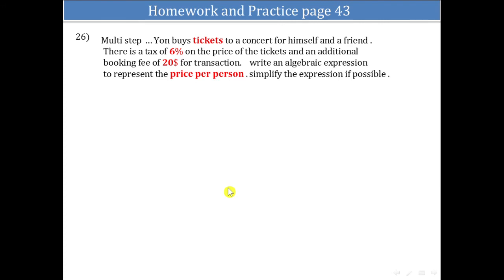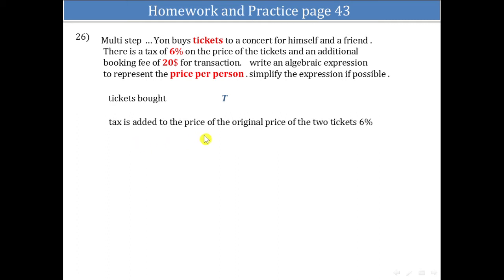Now 26 is a multi-step problem on page 43, number 26. I shall speak about this also in steps, but let us identify the actors. It is tickets, 6%, $20, price per person. He wants the price per person. Okay, and we have here $20 additional fees, and 6% from the price of the ticket. What is our first actor? The first actor is T. Our first hero is T.